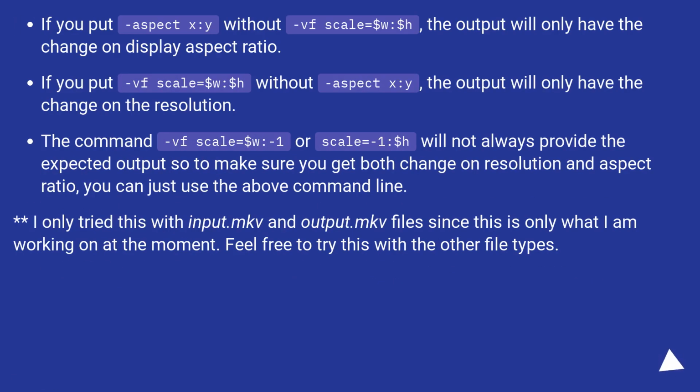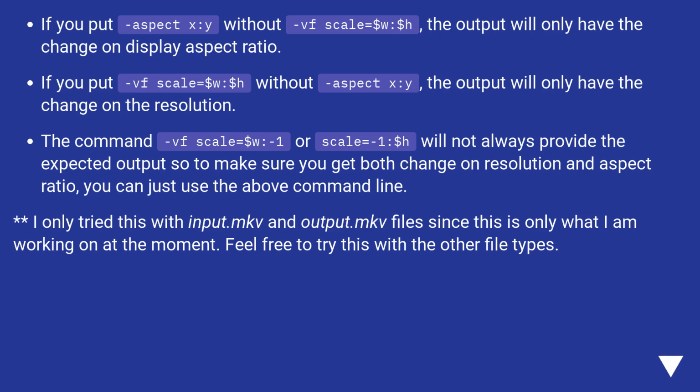If you put -aspect X:Y without the -vf scale=$W:$H, the output will only have the change on display aspect ratio. If you put the -vf scale=$W:$H without -aspect X:Y, the output will only have the change on the resolution.